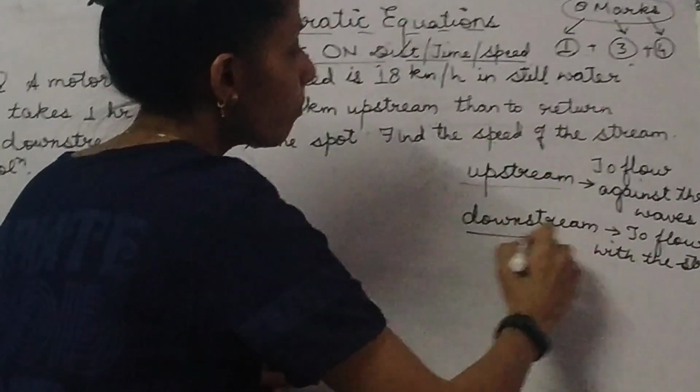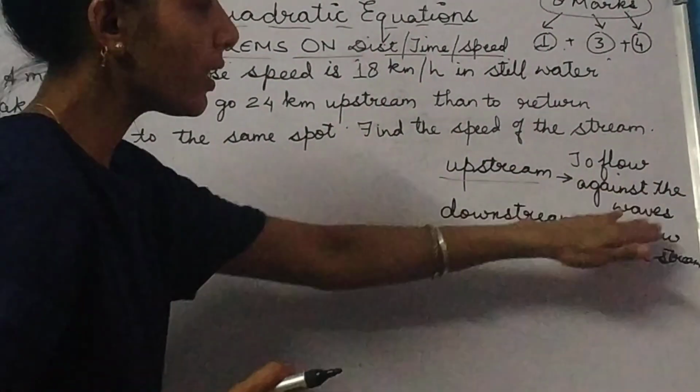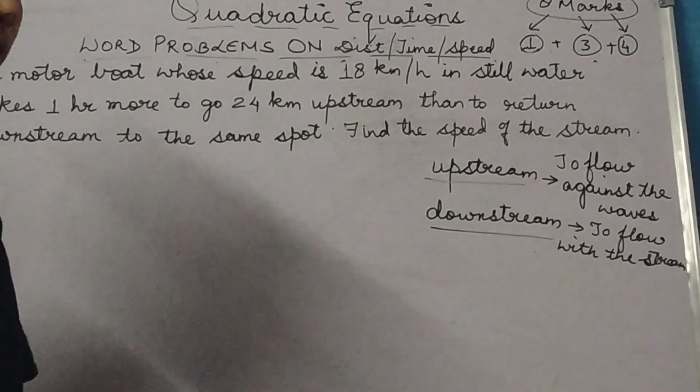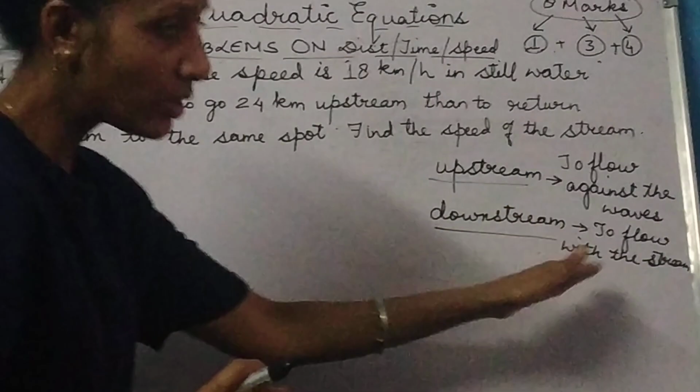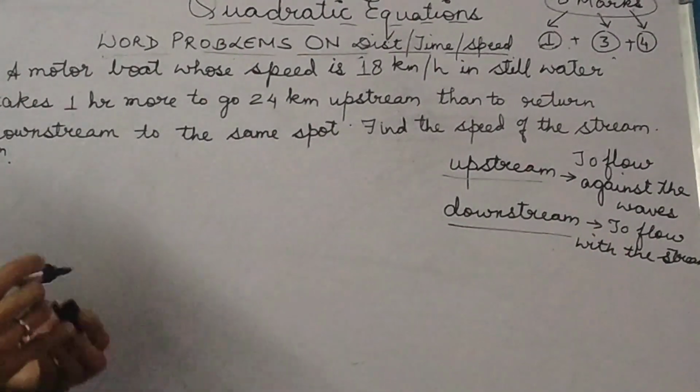These are the two important terms in this question. Upstream means to flow against the wave. If you are flowing against the wave, then your speed will decrease. And if you flow with the stream, then your speed will increase. Now let's see the question.